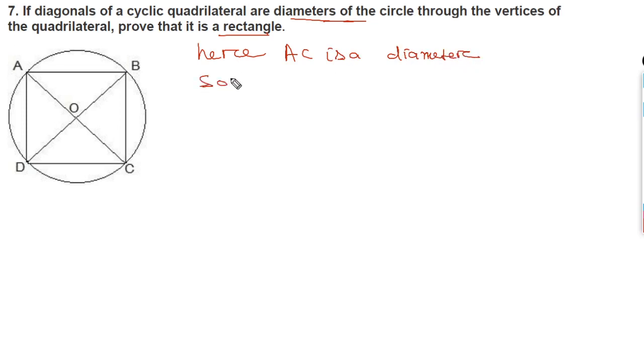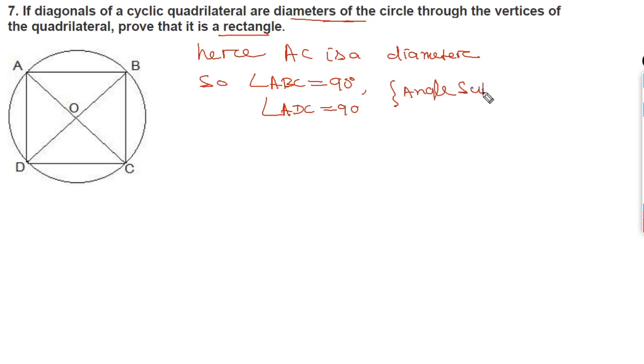You know that the angle subtended by the diameter at the circumference is 90 degrees. So angle ABC is equal to 90 degrees, and angle ADC is equal to 90 degrees. Give reason: angle subtended by the diameter.